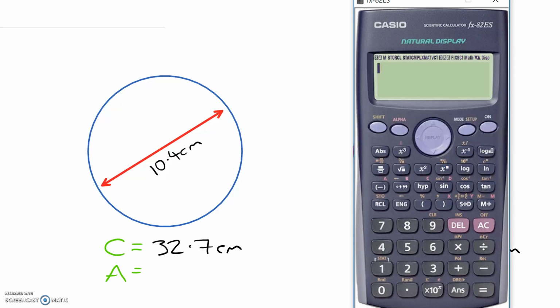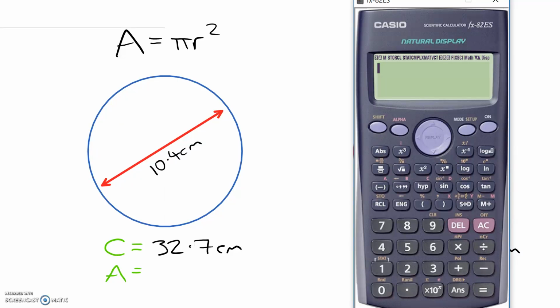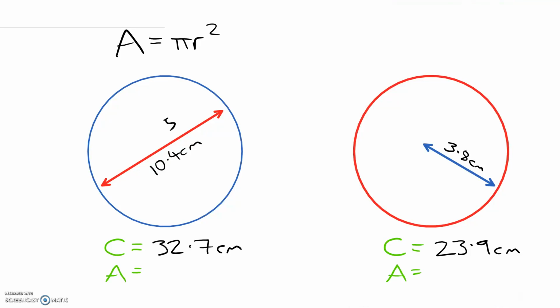Let's have a go at the areas. We'll try the blue circle first. So I'm thinking I need to know area equals pi r squared. So let's put those numbers in. Right, we need pi times the radius squared, but this time I only know the diameter. So I'm thinking to get the radius, I need 10.4 divided by 2. So I get 5.2. So my radius is 5.2. And it's that I need in my area formula.